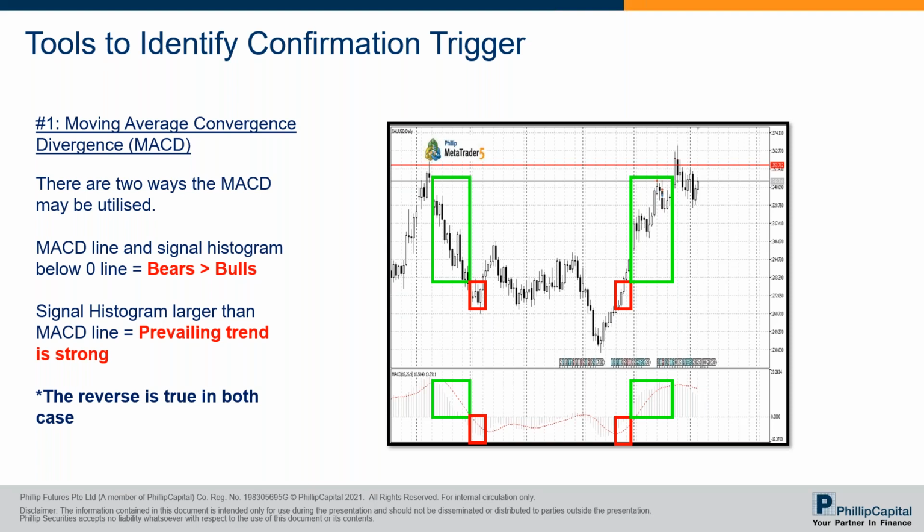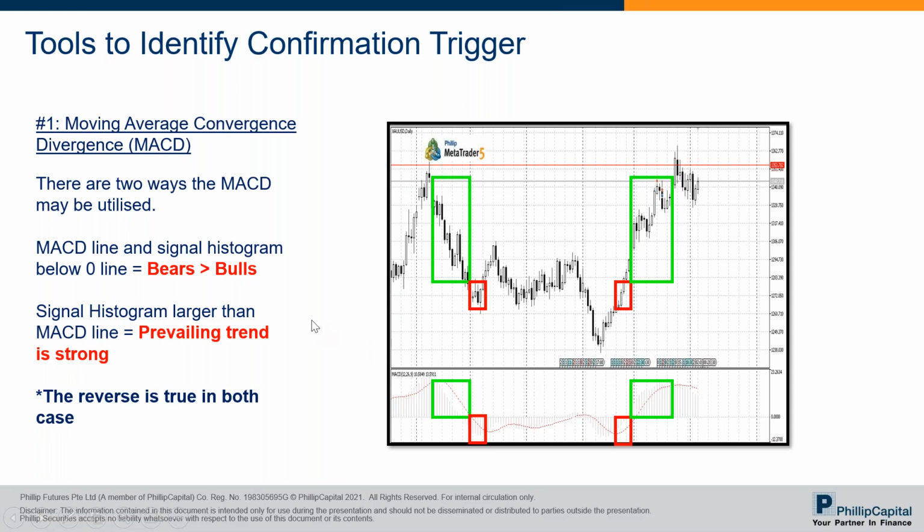And when the converse is true, where both the signal histogram and the MACD line are below the zero line, it is likely that bears are stronger than the bulls. So price tends to move lower. You can look at the illustration right over here: when the MACD and the signal histogram are above the zero line, prices move up. And when it's below, then prices are low.